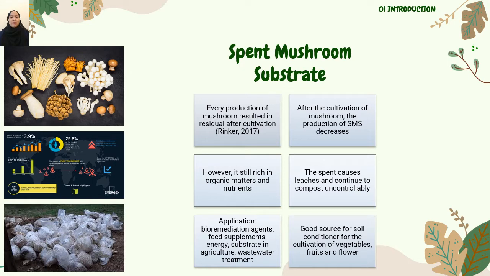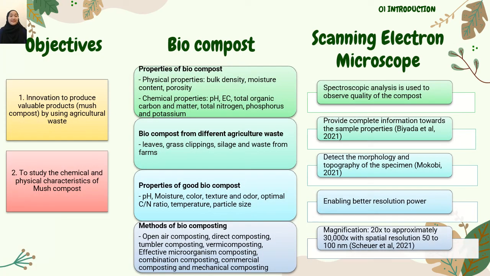Thus, SMS can be utilized to become something beneficial such as biocompost, as it holds many nutrients. Furthermore, it is also a good source of soil conditioner for the cultivation of vegetables, fruits, and flowers. Next, the objectives of this innovation project are, first, to innovate a valuable product, which is Mush-G Compost, by using agricultural waste, and the second is to study the chemical and physical characteristics of Mush-G Compost.